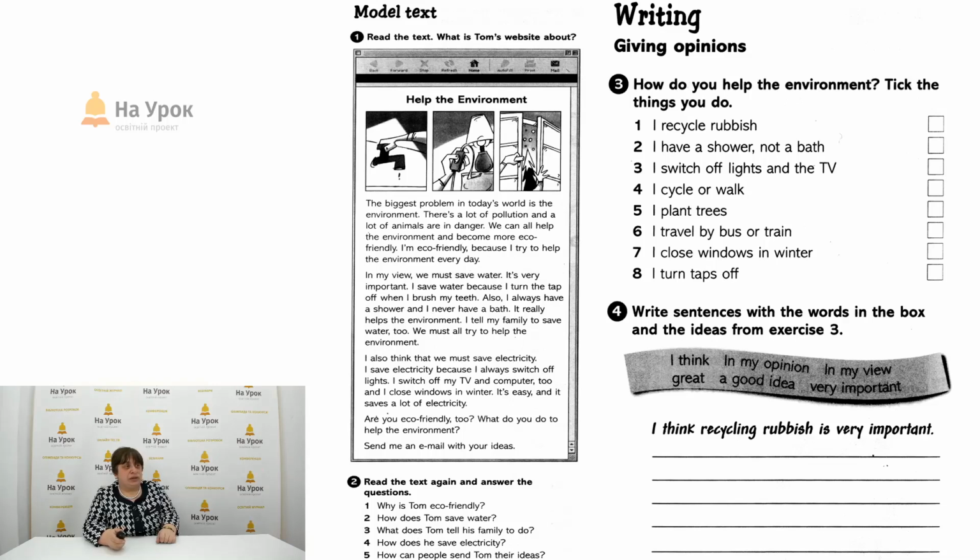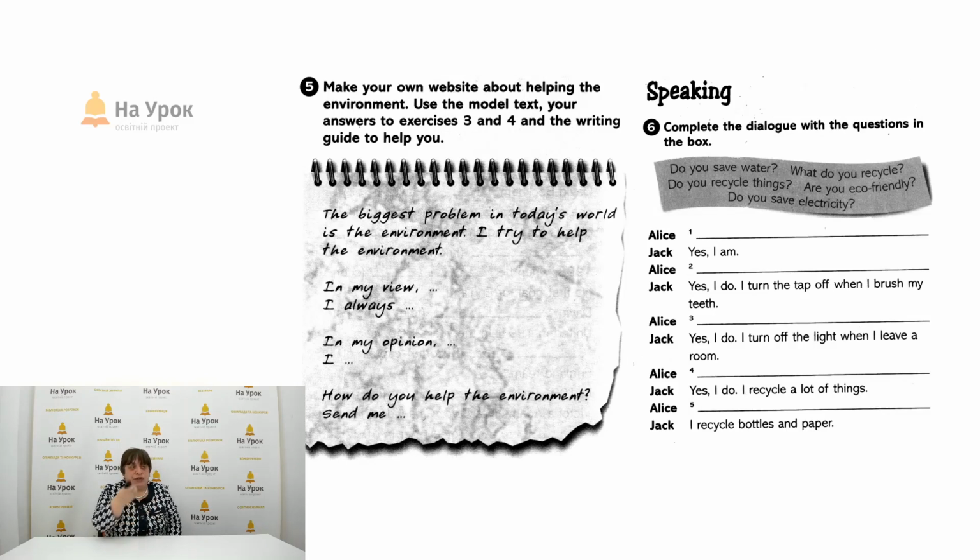Then, again, environment. You see, I prepared a lot of interesting activities about saving energy, for example, and creating an eco-friendly environment. Then again, for developing writing and speaking skills, complete the dialogue with the questions in the box. And the questions are: do you save water? What do you recycle? Do you recycle things? Are you eco-friendly? Do you save electricity?